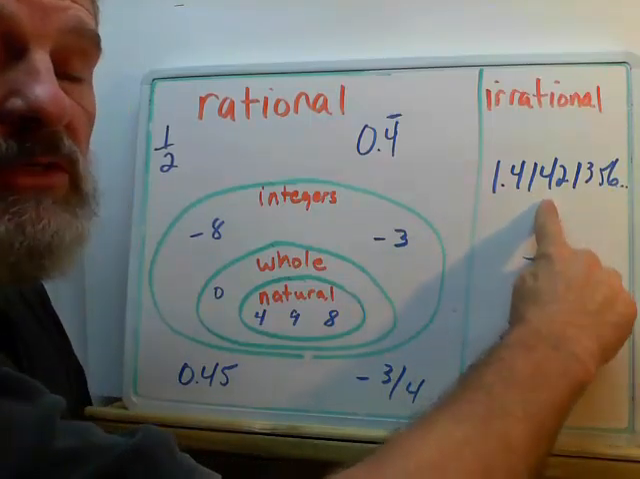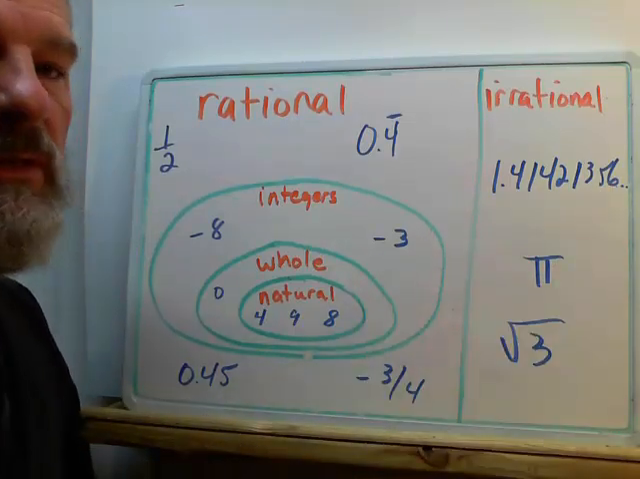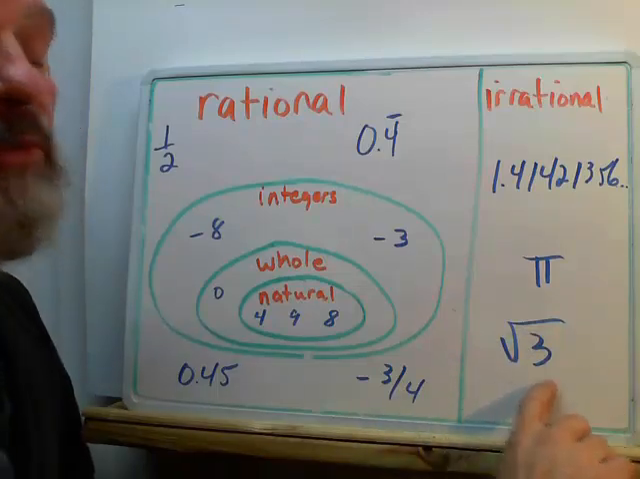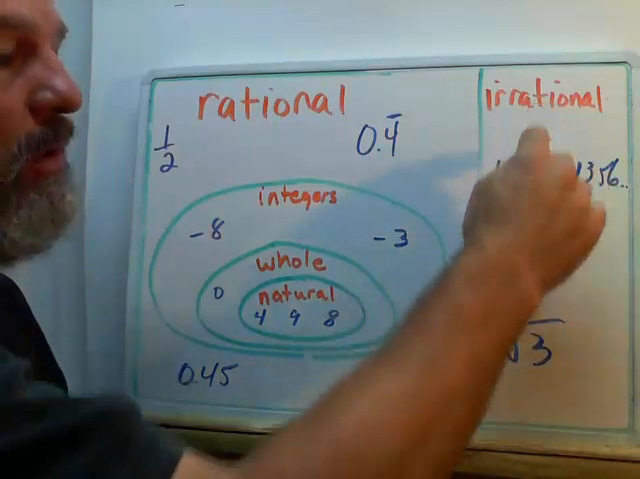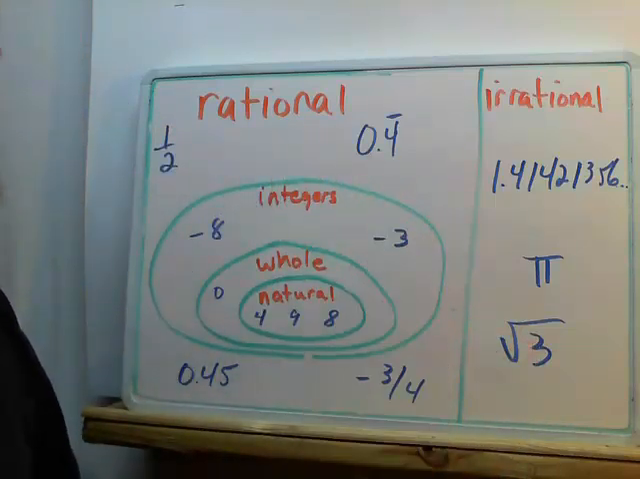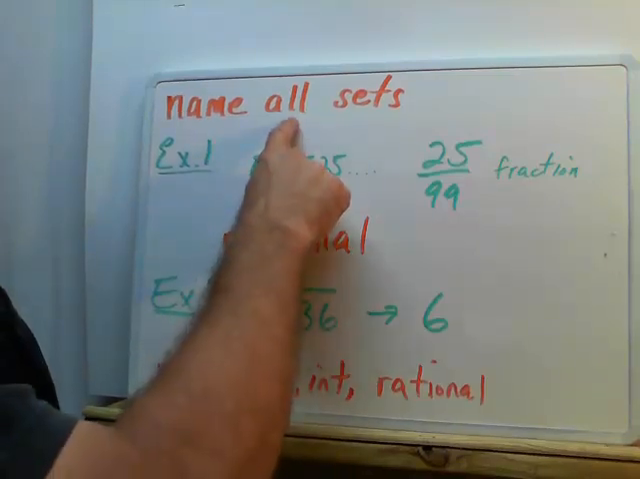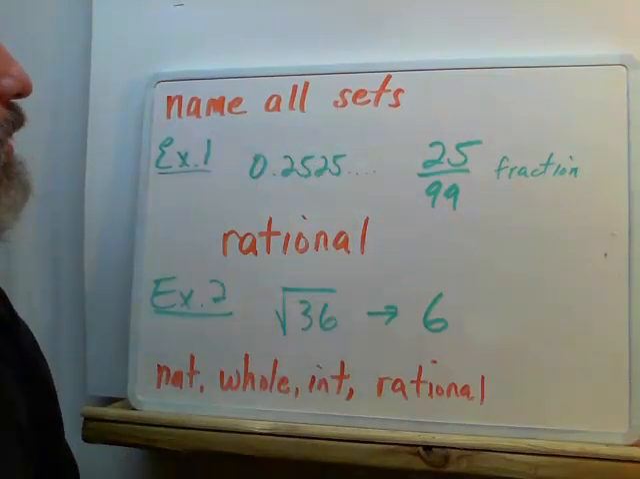This, as you can see, there's no pattern here, but it fills the screen. When you do this, this is actually the square root of 2. Put it in your calculator, the square root of 2, and it will give you this number here. Pi is another example. The square root of 3 is another example. Those are all irrational numbers. They do not repeat, and they do not terminate. They fill the screen. So they're going to give us some numbers, and we have to name all of the sets that that number belongs to.